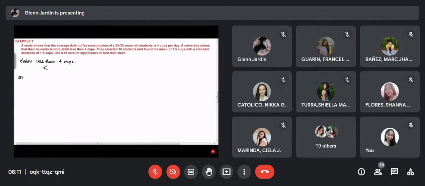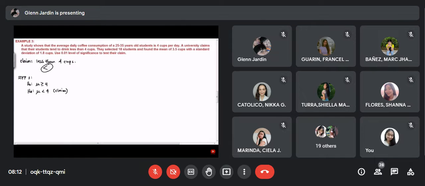Step 1 tayo. So step 1, so H0 and then HA. So kung less than yan, andito siya sa mu kasi wala siyang equal sign. So nandito siya, less than 4 cups. Ayan, less than 4 cups. So ito, andito yung claim natin. So ito, magiging greater than or equal to 4. Okay? So, iaano nyo lang to guys. I-opposite nyo lang siya. So, ang opposite ng less than is greater than or equal to. Okay? So, nandito yung HA, yung claim natin.